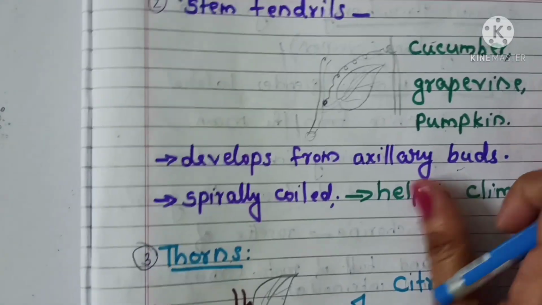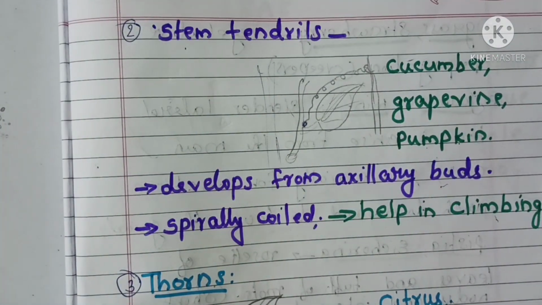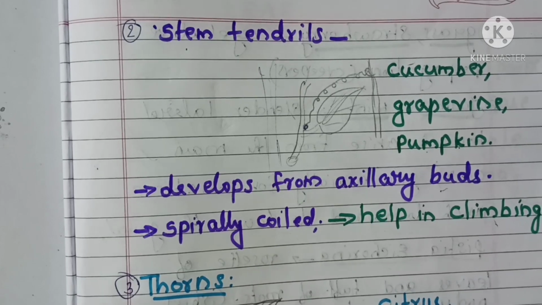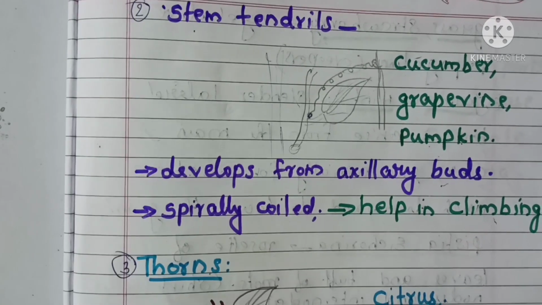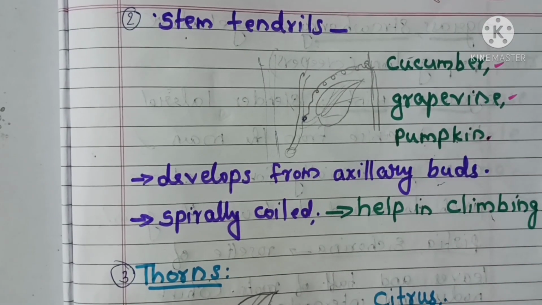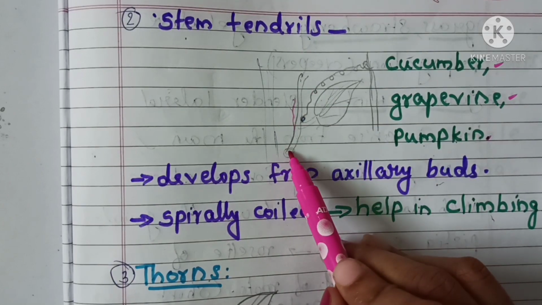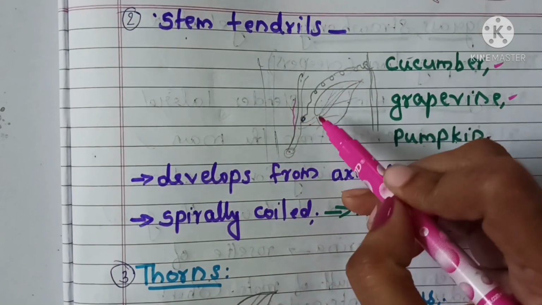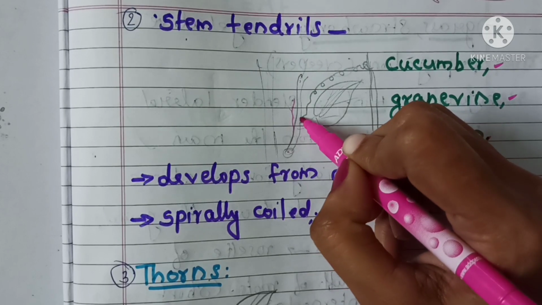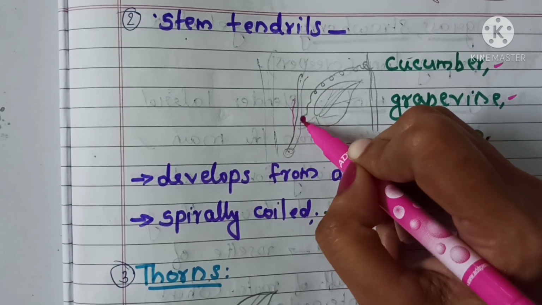Then the next modification comes here, that is stem tendrils. What do you mean by stem tendrils? I think you have seen this structure before, isn't it? It is seen in cucumber, grapevine and pumpkin. Okay, see, this is the stem, this is the leaf. From the, what will be this portion? This should be the axillary bud, isn't it?